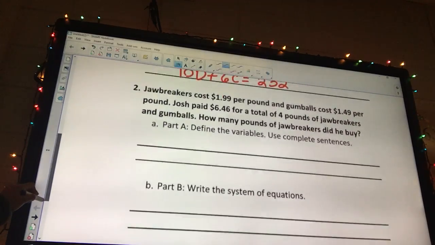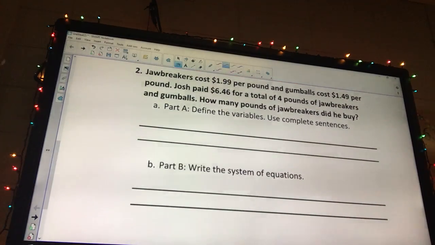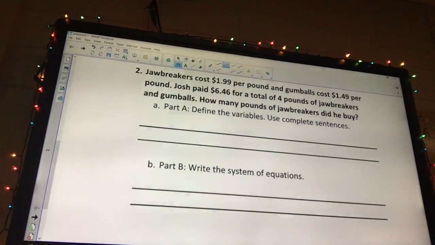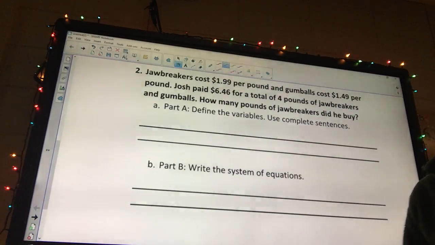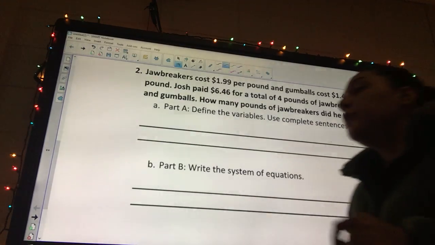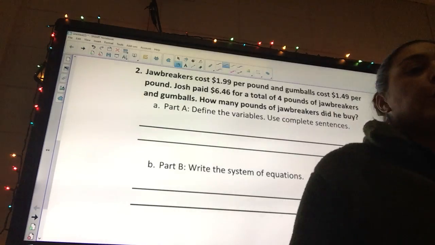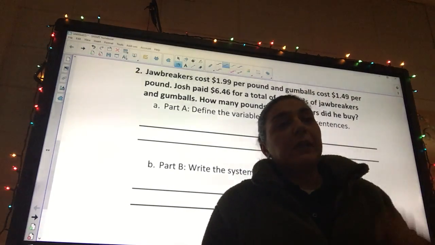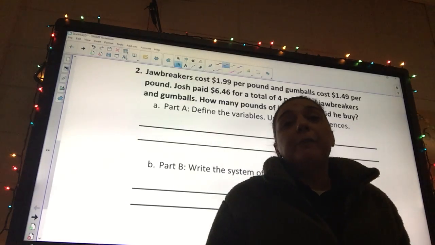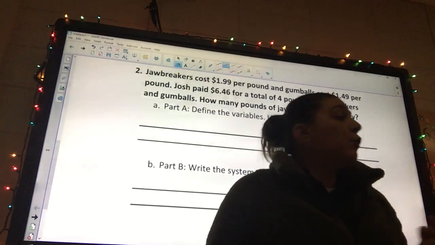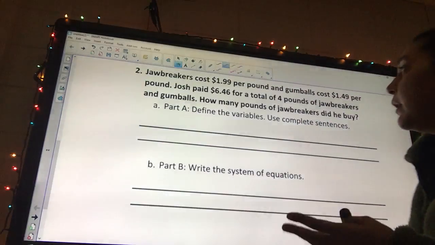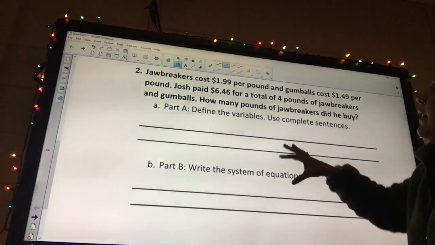Okay, let's look at number 2. It says Jawbreakers cost $1.99 per pound. Okay, the word per means 1. So for every 1 pound, it costs $1.99. If you go to McDonald's and it's $1 per McChicken, that means for every McChicken you buy, you owe $1. If you get 5 McChickens, you owe $5. If you get 20 McChickens, you owe $20. Granted, I'm not talking about tax here, but okay, so $1.99 per pound.